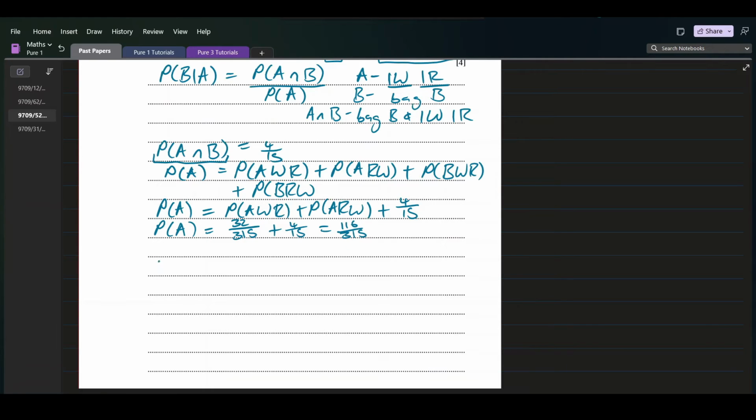116/315. And now let's go back to our formula for conditional probability. So the intersection A intersection B is 4/15 divided by the probability of A, which is 116/315. This gives us 21/29. Probability of B given A is equal to 21/29, and that's our final answer.